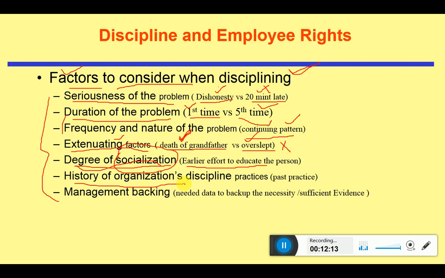Next, history of the organization's disciplines. What does it mean, history of the organization disciplines? Simply stated, how have similar infractions been dealt with in the past within the department? Within the entire organization, has there been consistency in the application of discipline procedures? Equitable treatment of employees must take into consideration within the unit, meaning the department where the infraction occurs, as well as previous disciplinary actions taken in other units and departments within the organization. So equity demands consistency against some relevant benchmark. Simply, history of organization discipline practices simply means past practices of the organization.